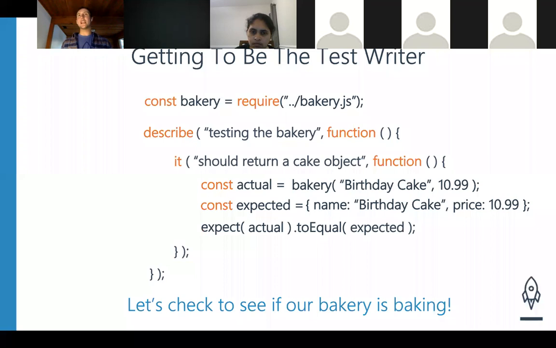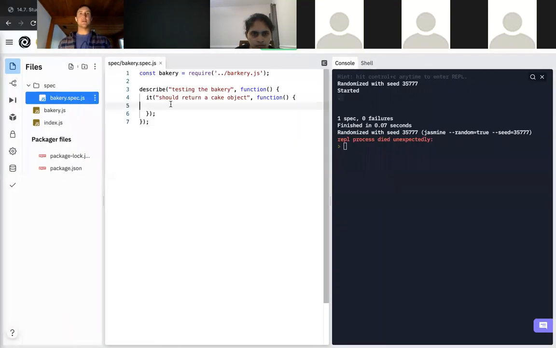So there we go. We can now grade our test here. This is going to check the results. Let's go ahead and see that in action real quick. So const actual equals. And then again, we need to actually call out to the function. The function is bakery. And then we include, I think I said birthday cake, and then 10.99.